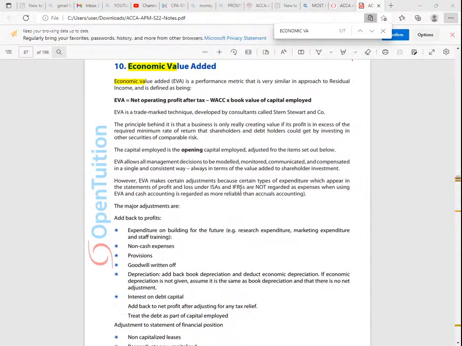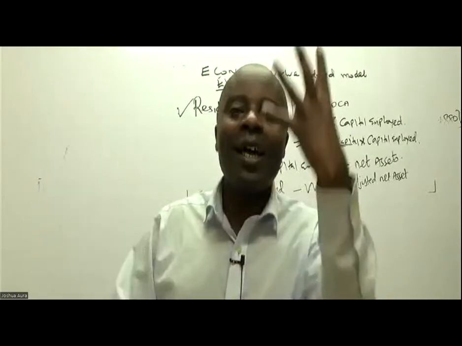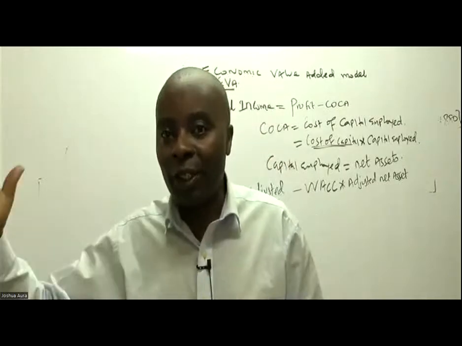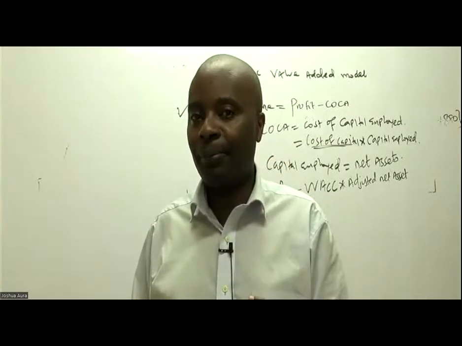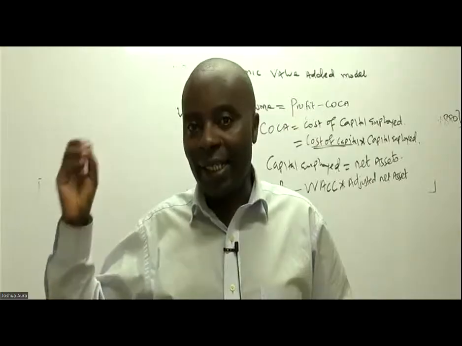The major adjustments are like this: add back to profits expenditure on building for the future, e.g. research expenditure, marketing expenditure, and staff training. Those expenses, ladies and gentlemen, should never ever be expensed. What we are told is that whenever you incur an expenditure that has got future economic benefits, remove it from the income statement and take it to the balance sheet. You take it to the balance sheet as an intangible asset.